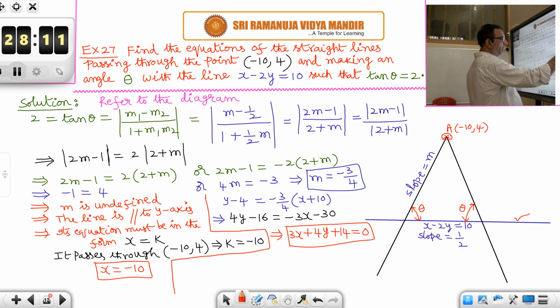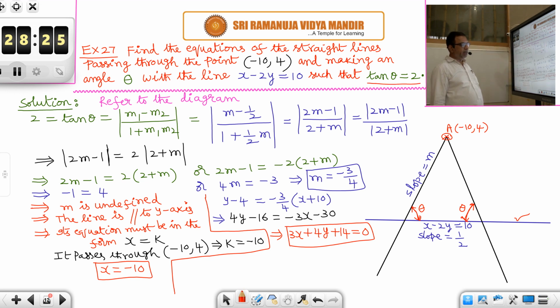And passing through this point A, we have to find 2 lines, each making the same angle theta. So, here theta and theta, where theta is tan inverse 2. Tan theta is 2 means theta is tan inverse 2. That means we have to find 2 lines which form an isosceles triangle with the line x - 2y = 10 as base and each base angle equal to theta, where theta is tan inverse 2.